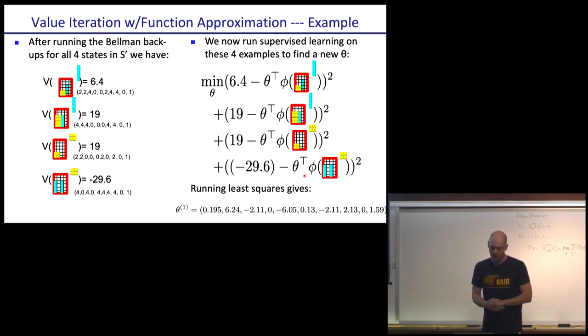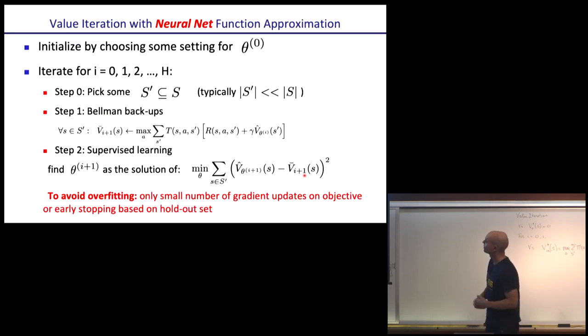Now, again, I'm showing it here in a simple scenario, but when you run this, you want to be careful. You want to have a holdout set, and you don't want to just overfit to the training set. You want to make sure you're actually learning something that generalizes rather than overfits. So be careful about that. If you have a neural net function approximator, the main difference is that you need to worry even more about overfitting than with a linear function approximator. And so often, you do only a small number of gradient updates on the objective or early stopping based on a holdout set. And you could actually have this set S prime be relatively small, just do a small number of updates and loop through this more frequently.